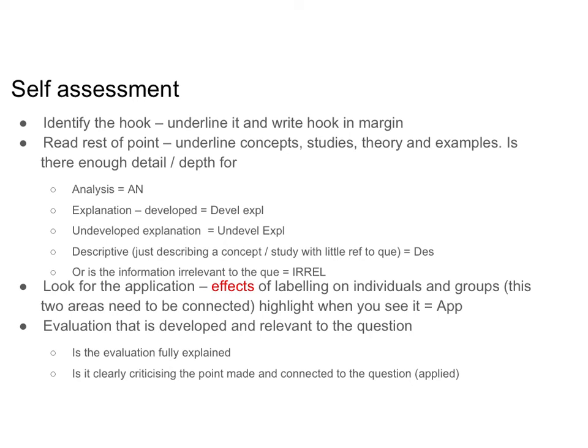The final thing you need to look out for is evaluation that is developed and relevant to the question. So is the evaluation fully explained? Is the point fully explained? And secondly, and this is really important, is it actually criticising the point that you've made? And is it connected to the question? So if you just stick on a point at the end saying, however, the problem with labelling theory is it ignores the victim, that has got nothing to do with the question, and it's probably going to have nothing to do with the point that you've made. So you get literally 0 credit for that evaluation because it wouldn't be relevant to the question.